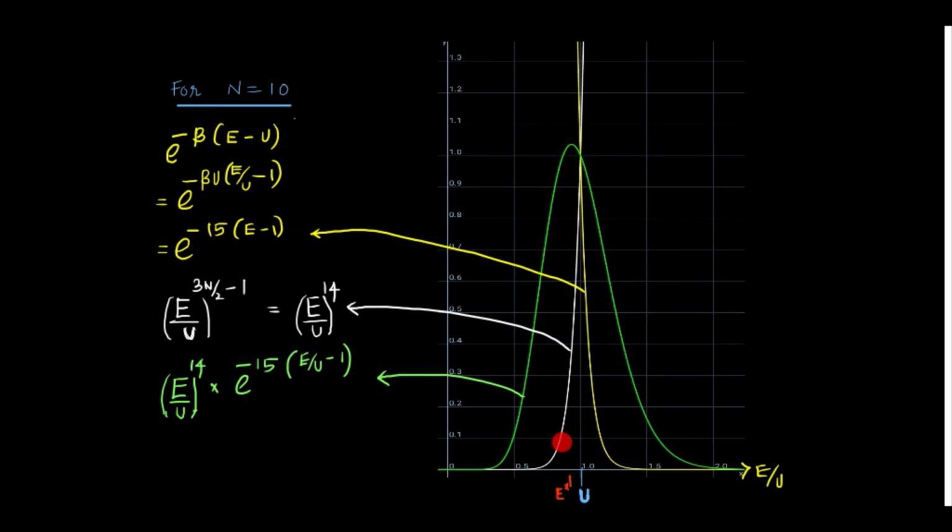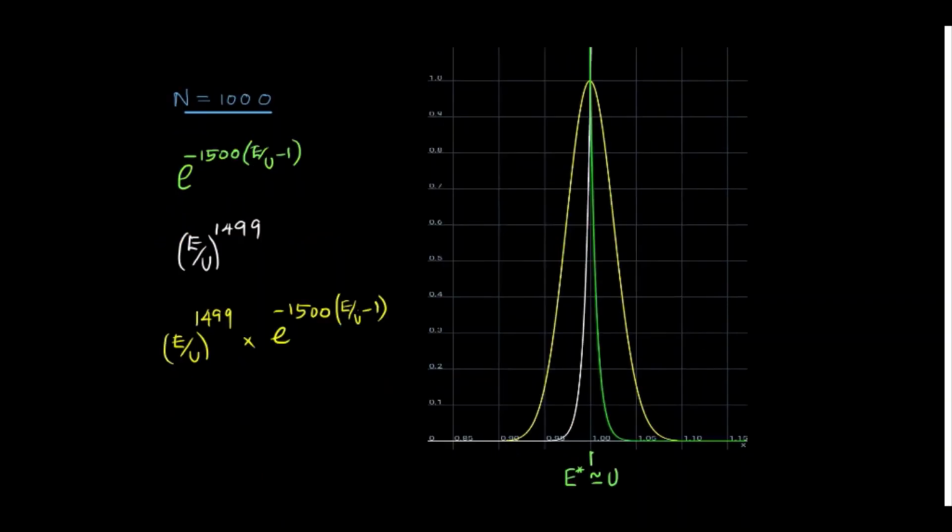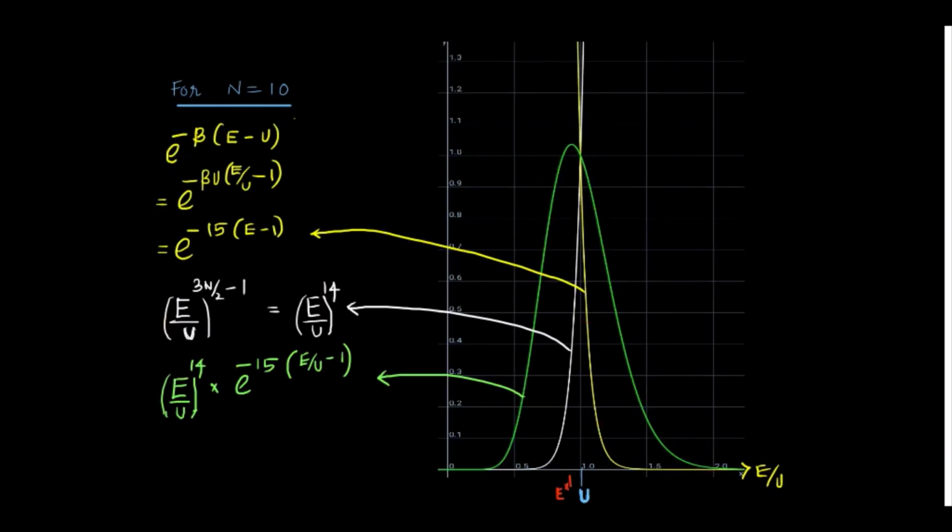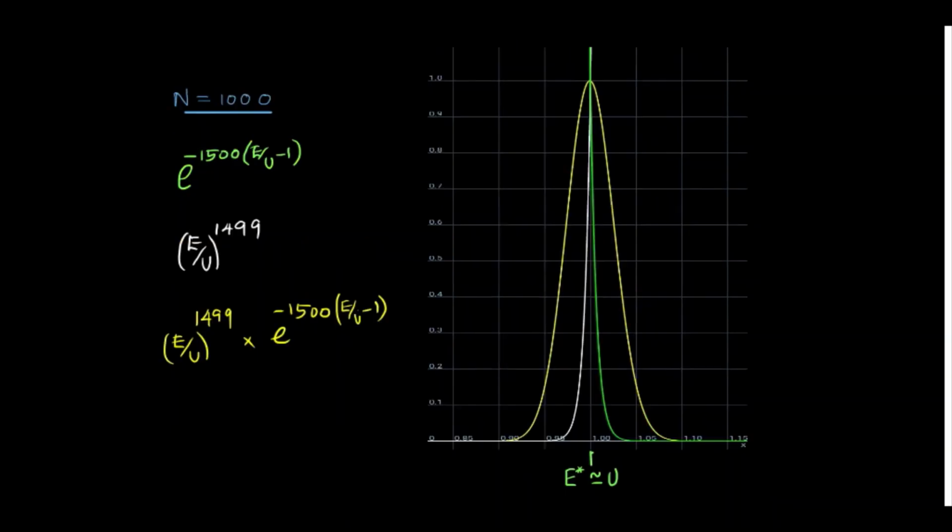As n increases, this width will decrease. Here you have to look at the axis. Even though both graphs look the same, and the width looks the same, the points are different. Here this one width is 0.5, but here this one width is 0.05. So the width of the graph decreases as n increases.